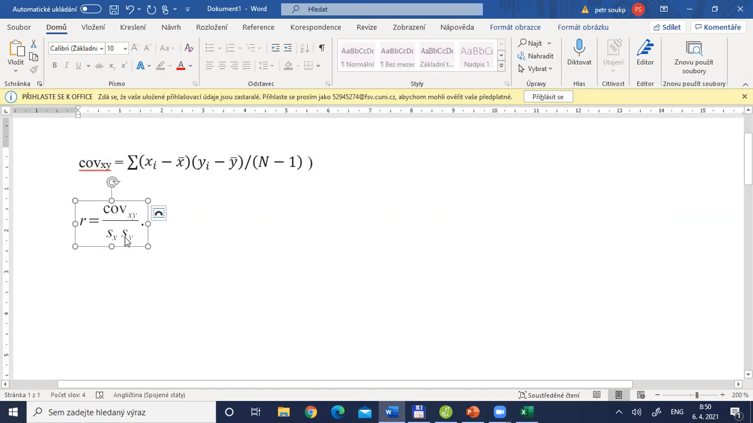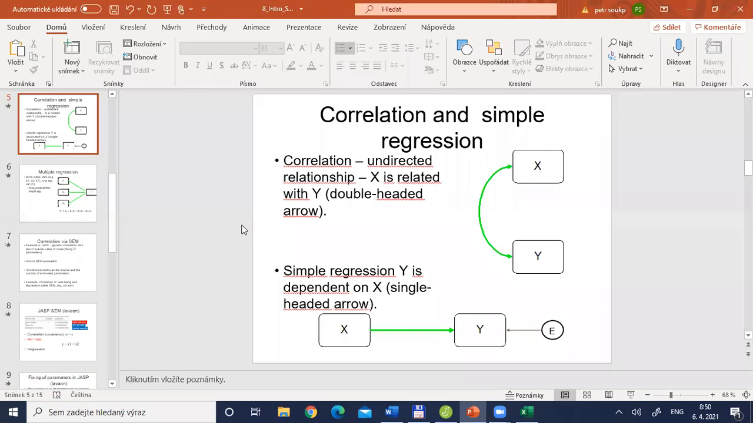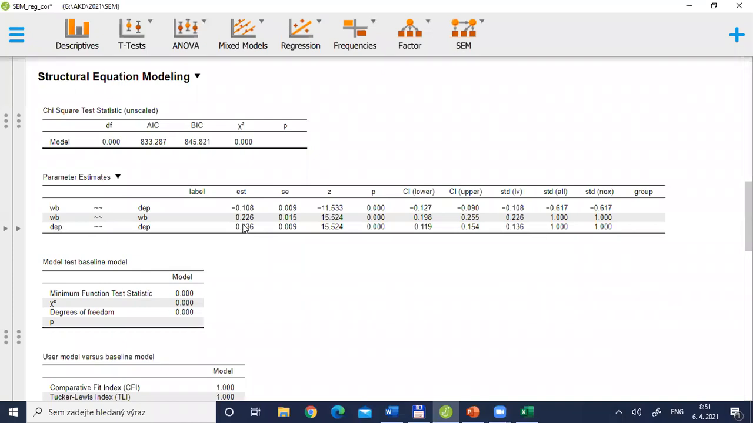If I would go back, it would also be possible to compute it here directly, as here we have covariance. It means WB tilde tilde deb is covariance. And I also have WB tilde tilde WB and deb tilde tilde deb. So this is the variance of well-being and the variance of depression. As I expected, 3 parameters are computed here. So it means variance for X, variance for Y, and relationship. So that's why this table includes 3 rows.